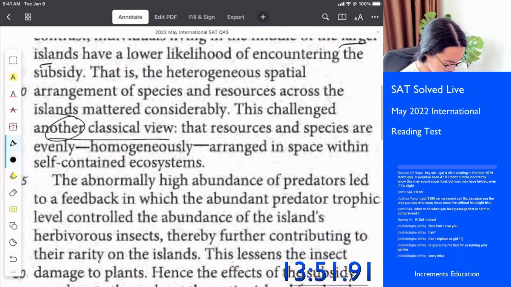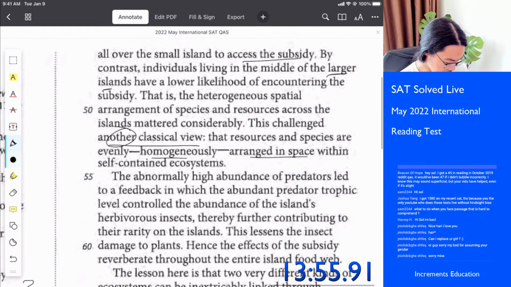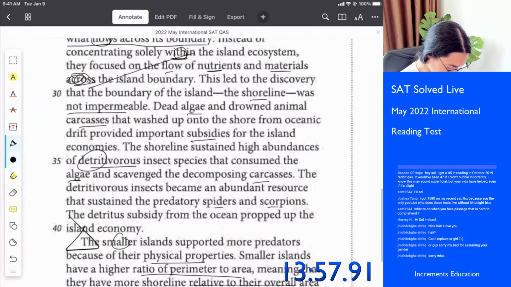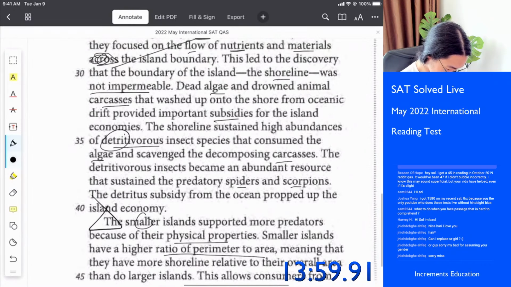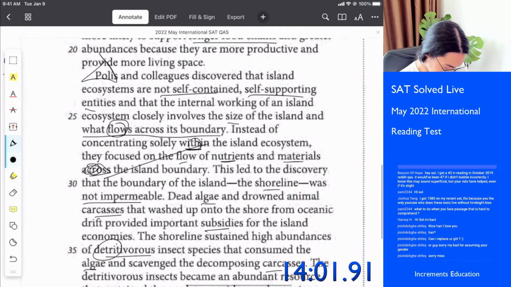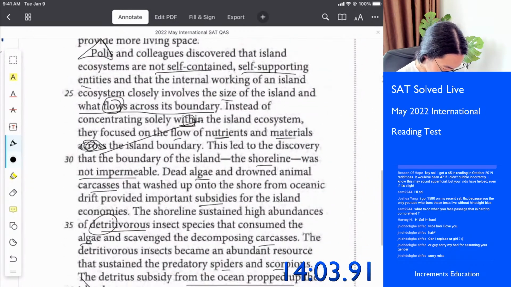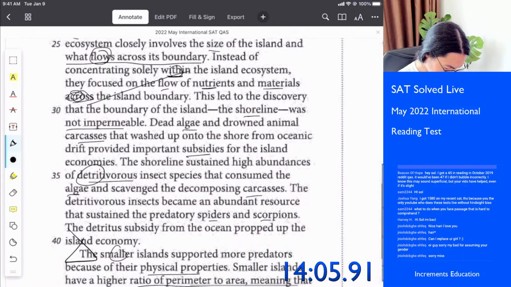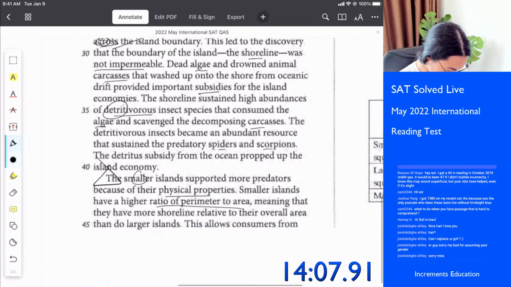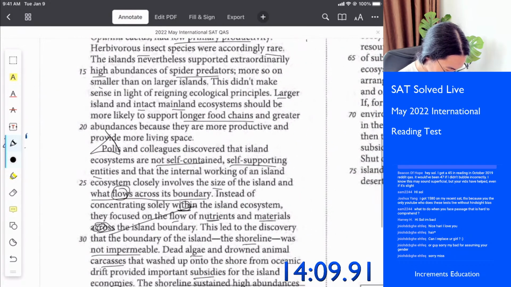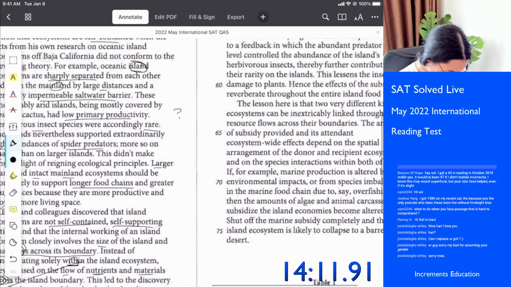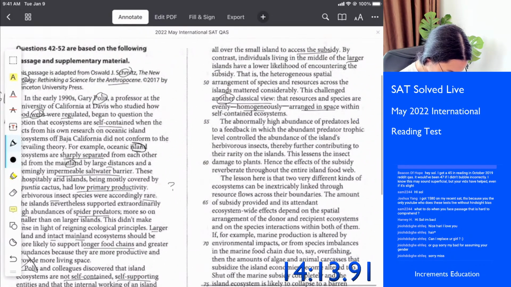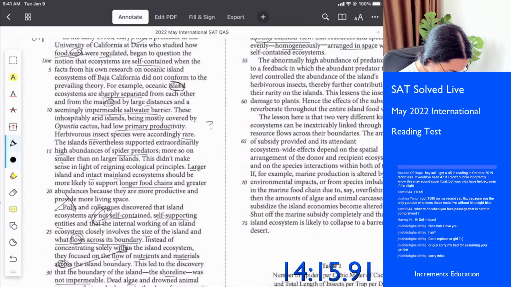Wait, another classical view, that resources are homogeneously arranged in space? I mean, that sounds ridiculously simple. But where's the previous classical view? I don't remember. Why does it say another? That's actually really annoying. I don't know what he is referring to. I guess that's the two.